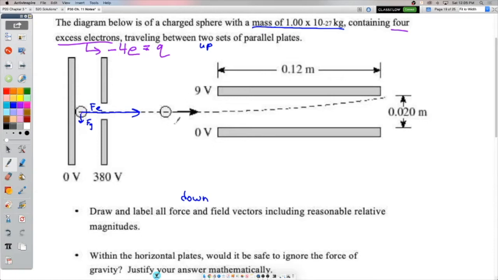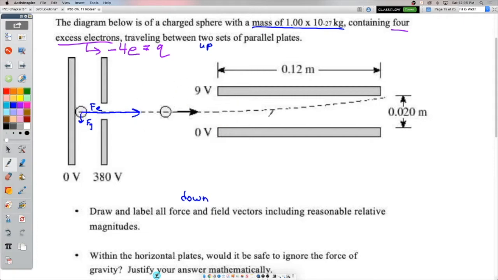Now, in between the plates here, let's look. What forces are acting on this negative particle? It's left this electric field, hasn't entered this electric field yet. So would there be an electrostatic force acting on it? And the answer is no. It's not in an electric field here.